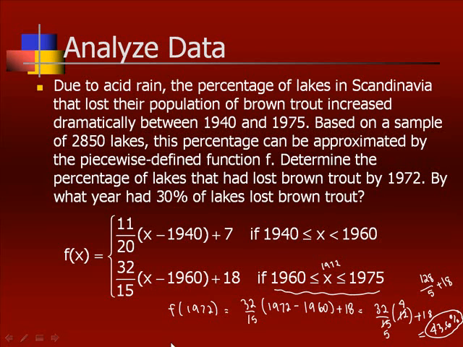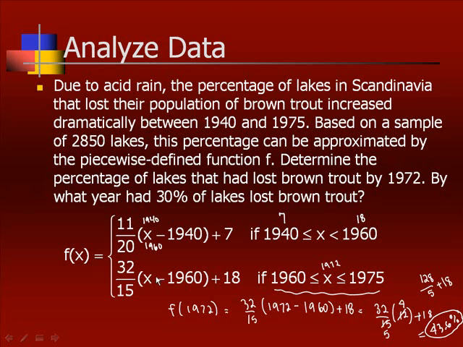Let's see if we can find by what year had 30% of the lakes lost their brown trout. Well, let's plug in some points and let's look. If we plug in 1940 here, we get 11 over 20 times 0 plus 7. So in 1940, 7%. In 1960, we'd get 11 over 20 times 20, which would be 11, plus 7. So we know this formula is not going to work because this one works for the years between 1940 and 1960, which 30% would not be in this range.